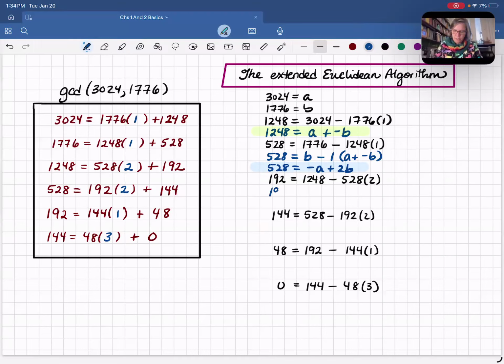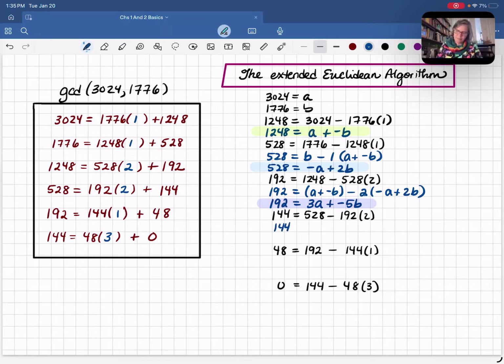Next, 192. Well, 1248, I see above that 1248 is A plus negative B. And then minus 2, 528 is negative A plus 2B. I'll distribute that negative 2, combine the like terms, and I get 192 is A plus 2A, that makes 3A, plus negative B minus 4B, that's negative 5B. And I will highlight this one. Couple more.